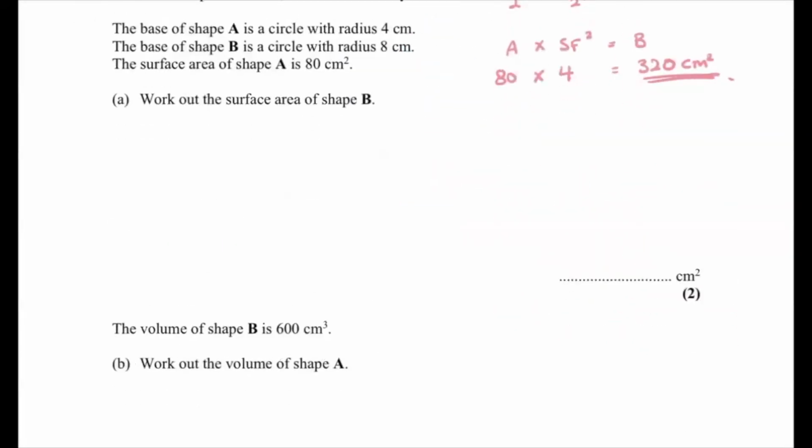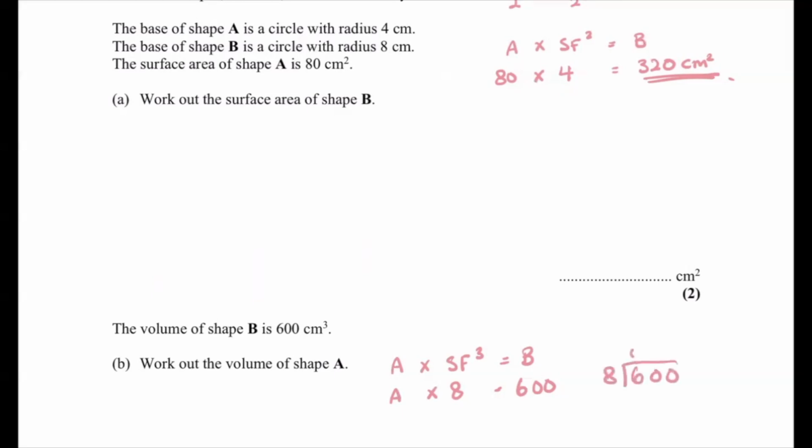Now, the second part of this question is asking us to find the volume of A, given that shape B is 600. Now, this works in exactly the same way. Just think of it as A multiplied by our scale factor cubed this time, because we're doing the volume, equals B. 2 cubed is 8. B is 600. So something times 8 will give us 600. So we just need to do 600 divided by 8.